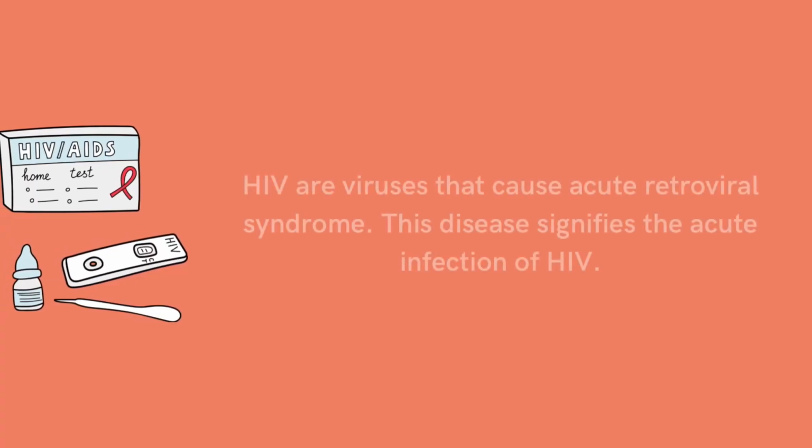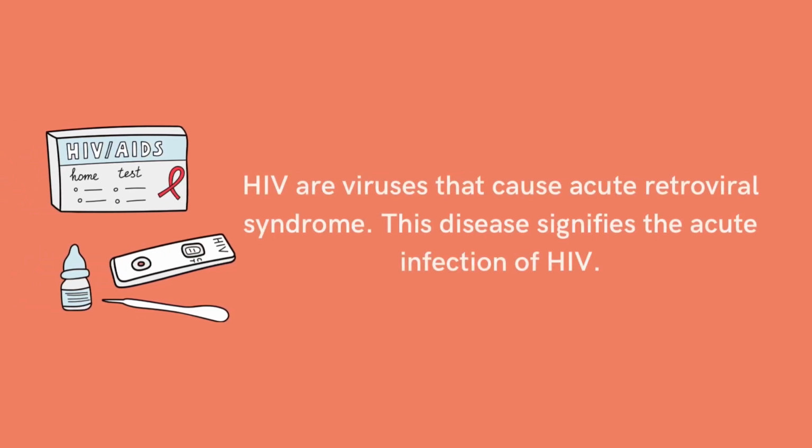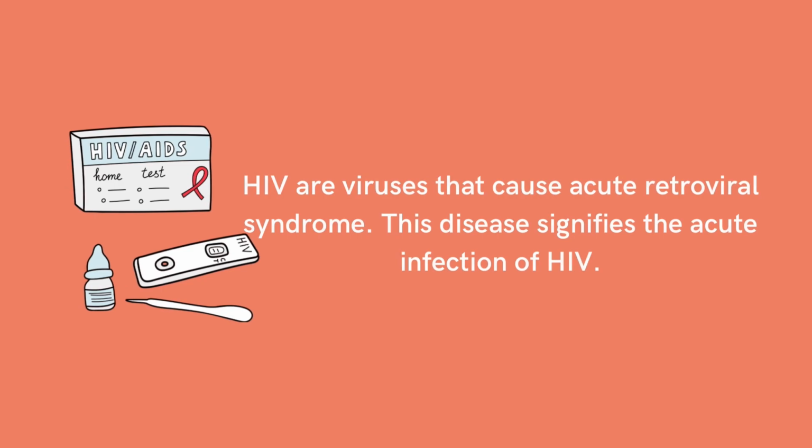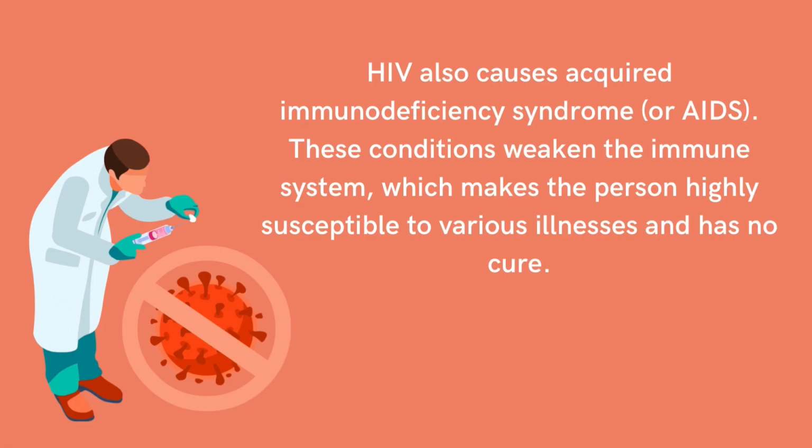HIV is a virus that causes acute retroviral syndrome. This disease signifies the acute infection of HIV. About 4 weeks after their initial HIV infection, many people experience symptoms such as sore throat, fever, swollen glands, diarrhea, joint pain, and fatigue. HIV also causes acquired immunodeficiency syndrome or AIDS. This condition weakens the immune system, which makes the person highly susceptible to viral illnesses, and has no cure.